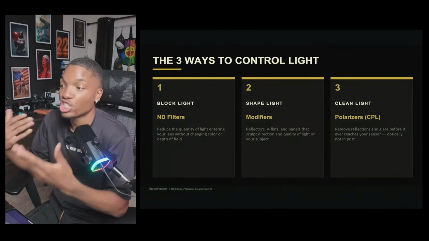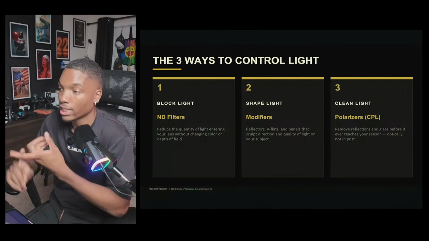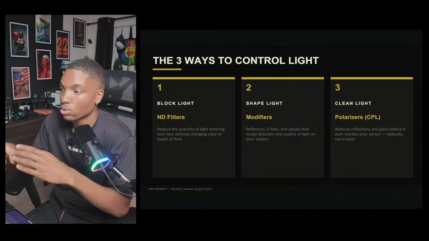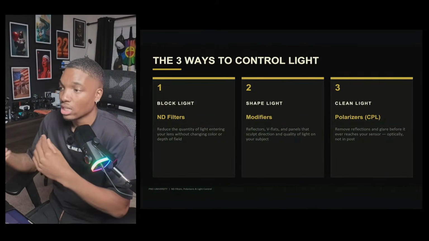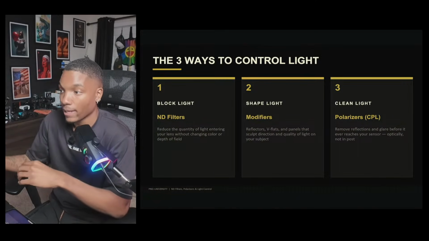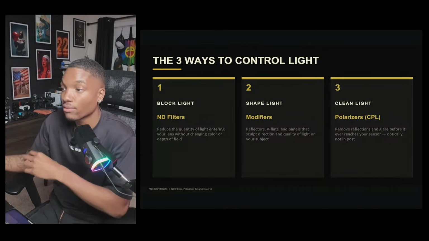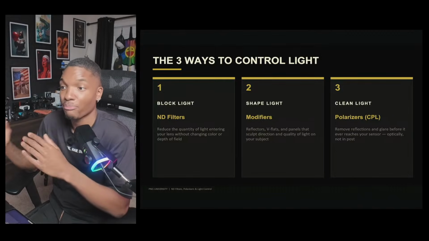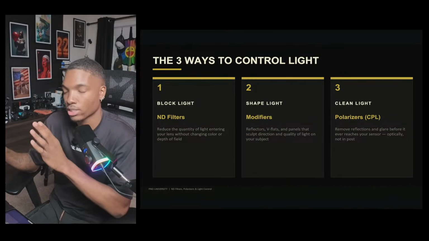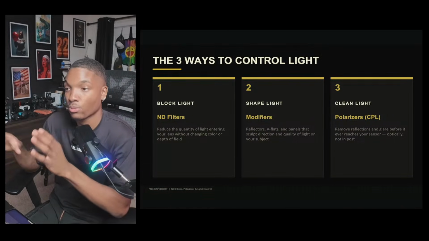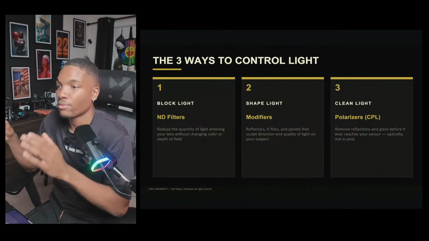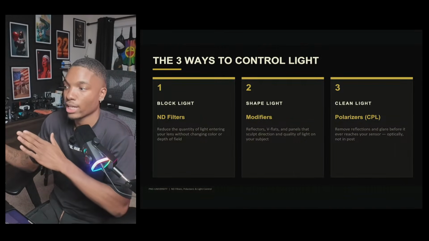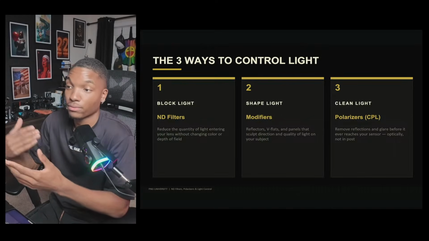So you have 2. You can shape light. You can shape light with modifiers, with reflectors, V-flats, and different panels to help scope or direct the light. You can use gobos and snoots to direct that light, or change the quality of the light, right? I didn't mean to talk about snoots right now, but when it comes to natural light, you have bouncers, reflectors, and V-flats that will allow you to change the direction of light.